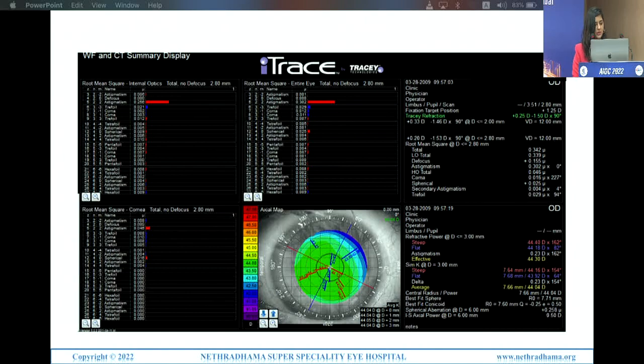Again, in this patient, we see the total RMS, and here we see high astigmatism and not much of higher order aberrations. The astigmatism is coming more so from the internal optics. So here we can actually do just a wavefront optimized LASIK, since the higher order aberrations are not too much.